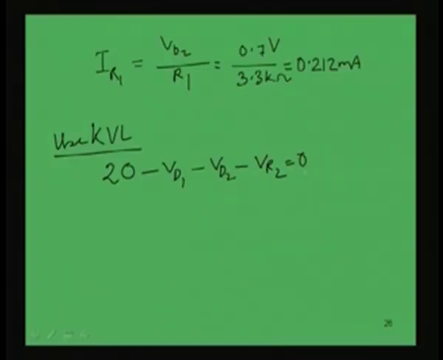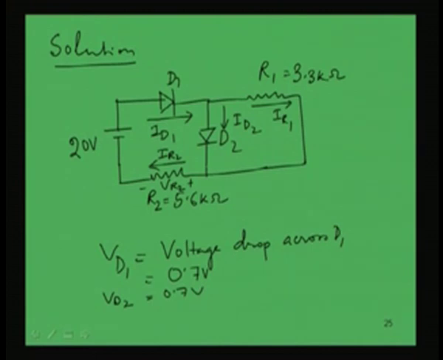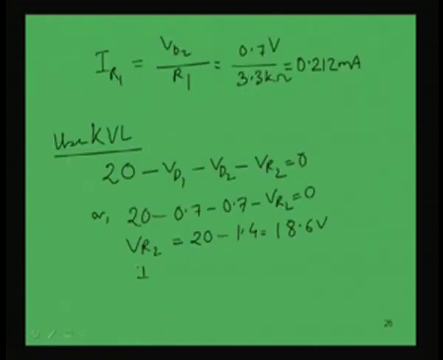So, we are just simply applying that. Now, you substitute VD1, VD2, that you know. So, 20 minus 0.7 minus 0.7 minus VR2 is equal to 0. So, what is VR2? 20 minus 1.4, that is 18.6 volt is available across this resistance R2. Now, if I know this voltage, I can find this current IR2. IR2 is equal to VR2 divided by R2. Substituting 18.6 volt divided by R2, which is given as 5.6 K, that will be 3.32 milliampere. This is the IR2.